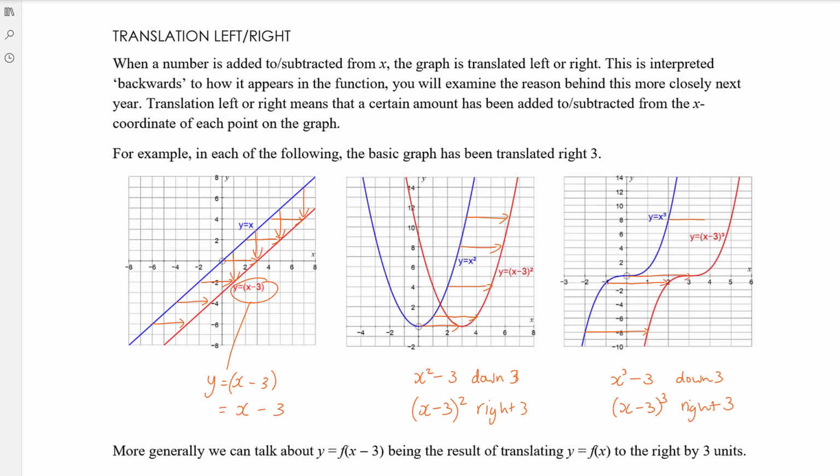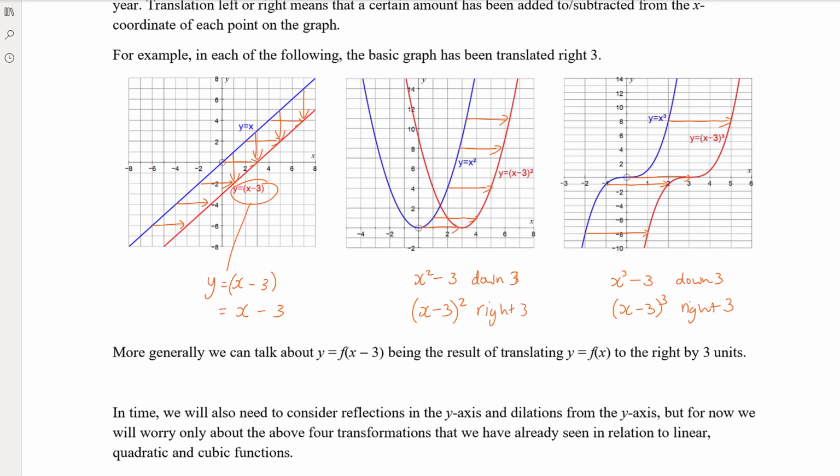And so we get our new graph translated to the right by 3. Again, we can generalize that, taking y equals f of x, any function, doesn't have to be x squared, doesn't have to be x cubed, any function, and making it f of x minus 3, so replacing the x in the function with x minus 3, results in the graph being translated to the right by 3 units.